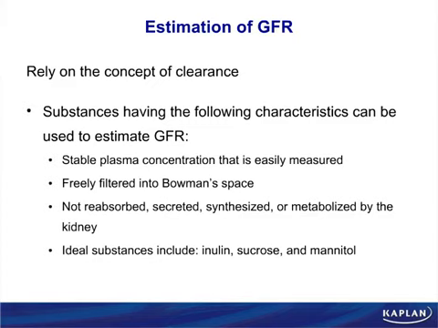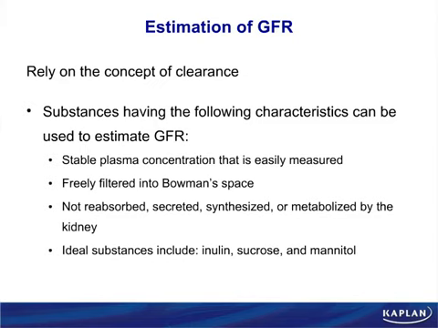So how do I calculate my patient's GFR? Well, I use the concept of clearance. What substances do I use to calculate GFR? Well, a couple of characteristics are important to me. I have to pick a substance that is stable in plasma, that has a plasma concentration that I can easily measure. I have to pick a substance that is freely filtered at Bowman's capsule. I have to pick a substance that is not reabsorbed, secreted, synthesized, or metabolized by the kidneys.